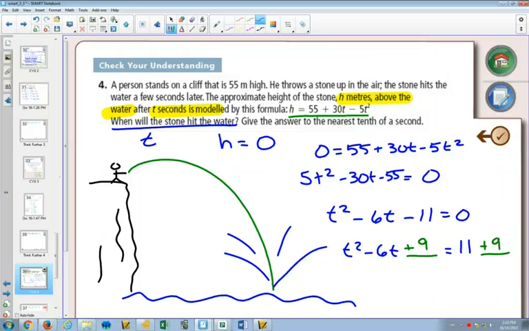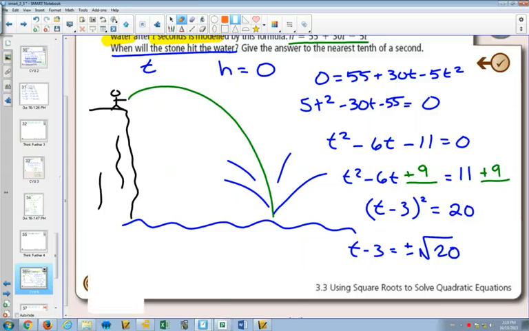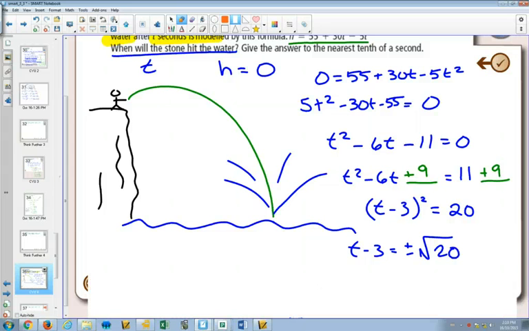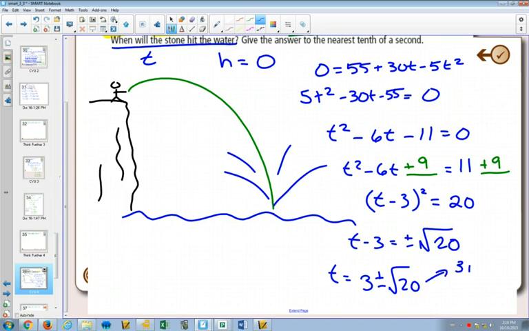Add 9 to both sides, and you'll get t minus 3 squared equals 20. Square root both sides, you'll get t minus 3 equals plus or minus the square root of 20. Add 3 to both sides, and you get t equals 3 plus or minus the square root of 20. Now there's two answers here. One is 3 plus the square root of 20, and one is 3 minus the square root of 20.